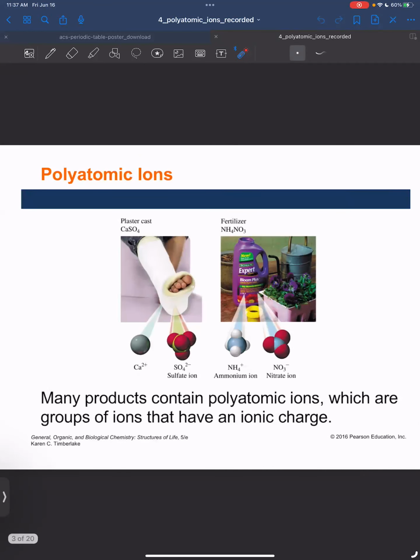Here are some other examples of ionic compounds that contain polyatomic ions. We will learn that this is sulfate, so calcium sulfate, which is used in this plaster cast. And then here we see an example of fertilizer, ammonium nitrate. So this is a polyatomic ion, and this is also a polyatomic ion. Sometimes you won't see a metal and a nonmetal like you traditionally see with an ionic compound, but we definitely see a cation and an anion, which is why this is still considered an ionic compound, even though it contains nonmetals only.